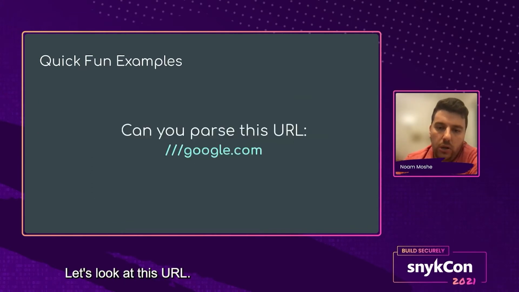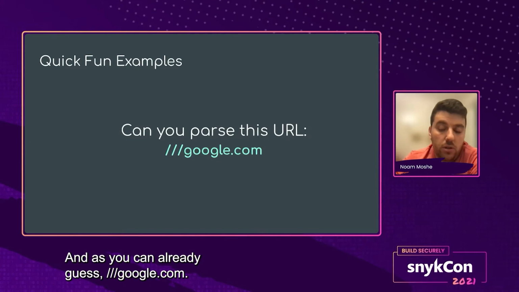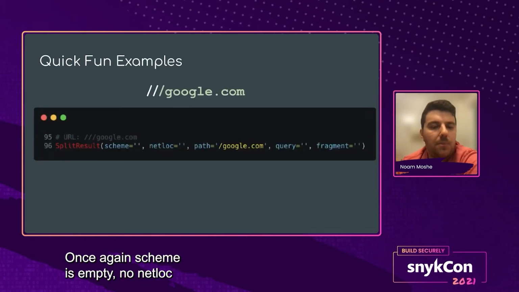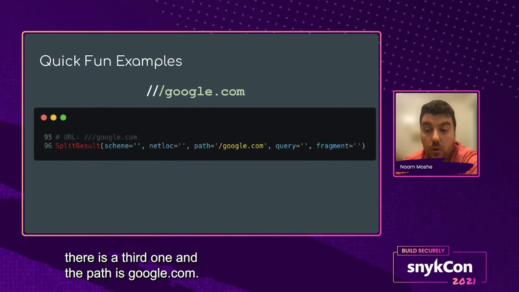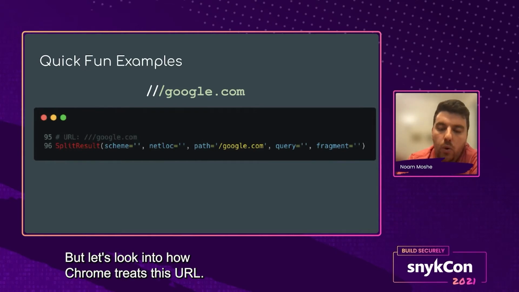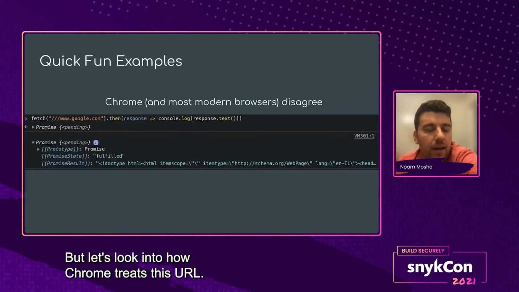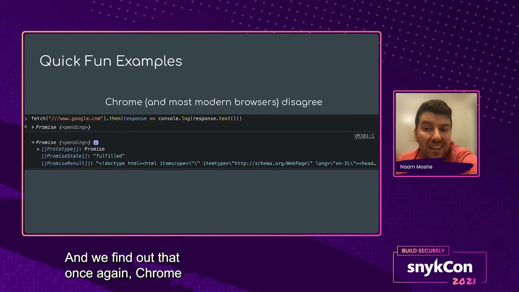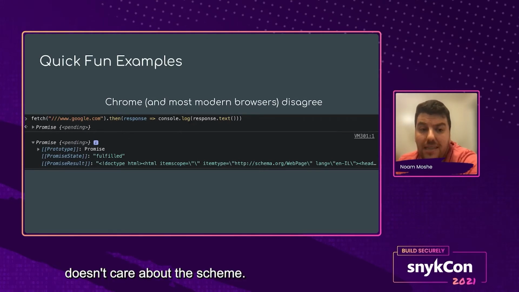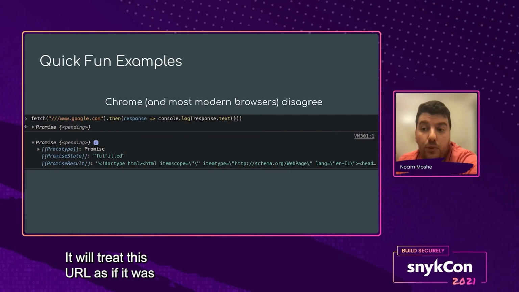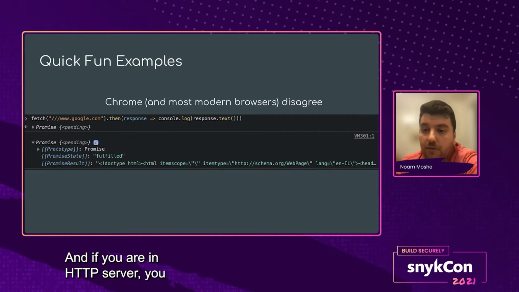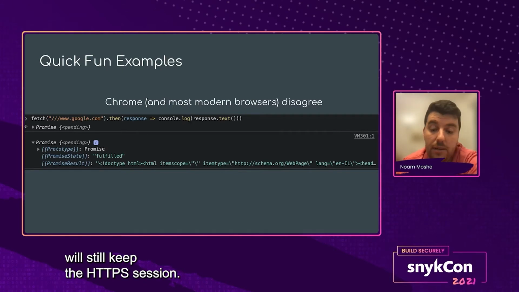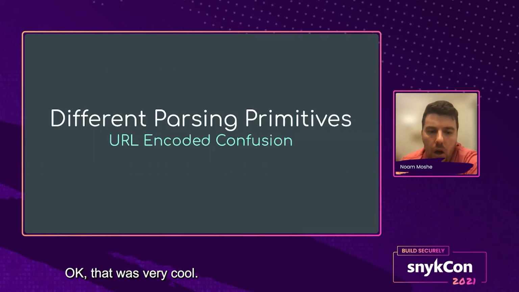Let's look at this URL, and as you can already guess, //google.com. Once again, the scheme is empty, there's no netloc, because immediately after the first two slashes there is a third one, and the path is google.com. But now let's look into how Chrome treats this URL, and we find out that once again, Chrome doesn't care about the scheme. It will treat this URL as if it had the default scheme, HTTP or HTTPS. And if you are on an HTTPS server, you will still keep the HTTPS session. Okay, that was very cool.